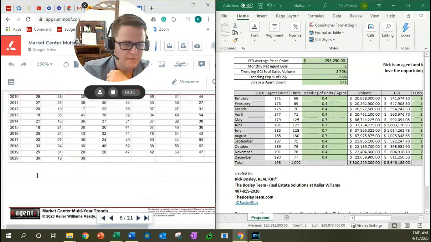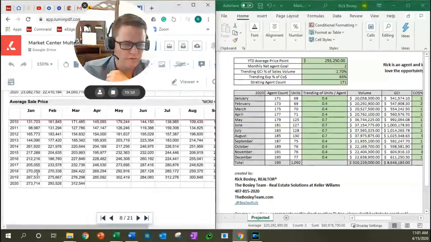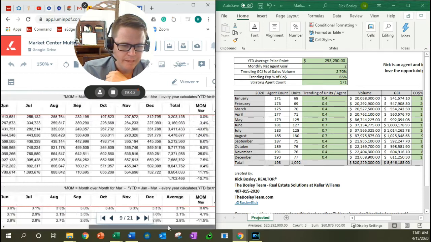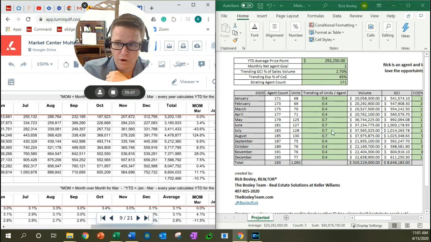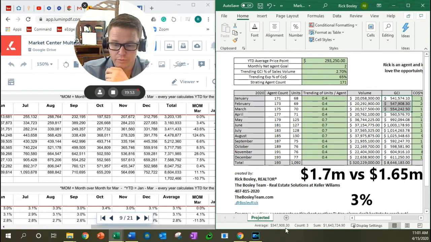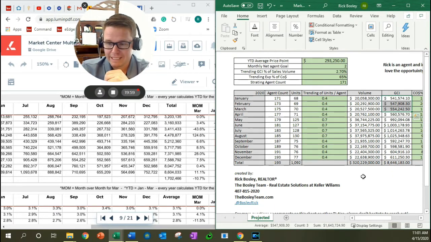Let's keep going down for GCI, gross closed commission. Listings taken, listings taken volume, contracts written volume, average price. There we are. Closed GCI, 559, 534, 608, gives a total of 1.708. This is actually projecting 1.643, within 50 to 60,000. So pretty accurate projection there so far. And again, we're projecting to be at net 6, not at net 4. So it makes sense that we're always just slightly lower.